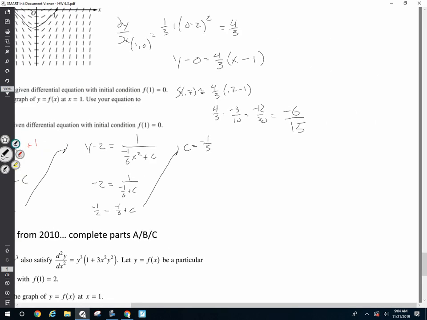And then our solution would be y minus 2 equals 1 over negative 1/6 x squared minus a third. Y equals 1 over negative 1/6 x squared minus a third plus 2. Probably multiply the top and bottom of this by 6, but you don't have to. Okay? Finding c, solving for y, worth the remaining points.